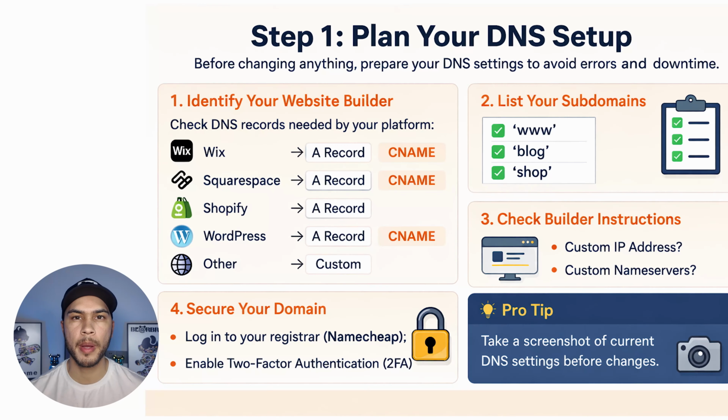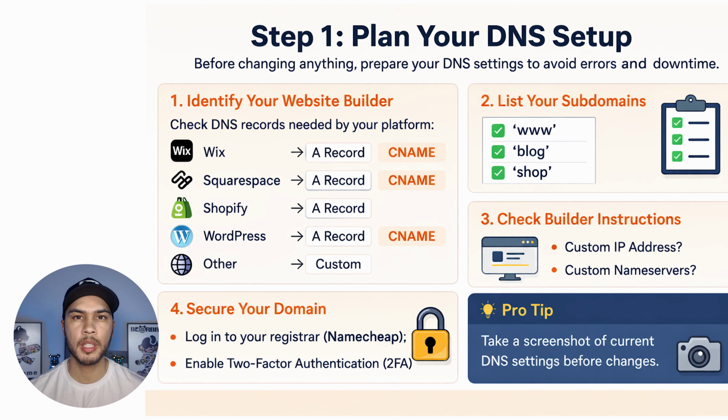No guesswork required. Before we touch Namecheap or your website builder, it's important to plan your DNS setup. A clear plan saves time and prevents mistakes that can cause downtime. Start by identifying your website builder: Wix, Squarespace, Shopify, WordPress, or any other platform. Each one will have a specific set of DNS records you need to add, usually including A records and CNAME records. Decide how many subdomains you might use, such as www or blog, and make note of them.